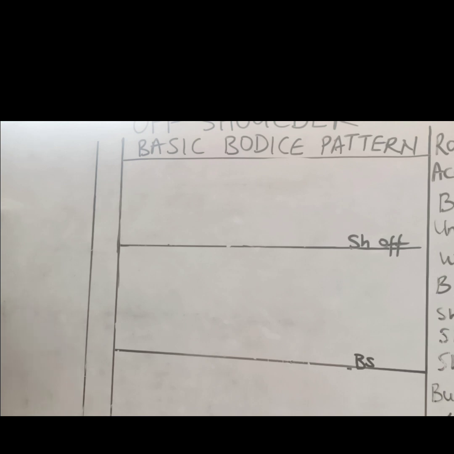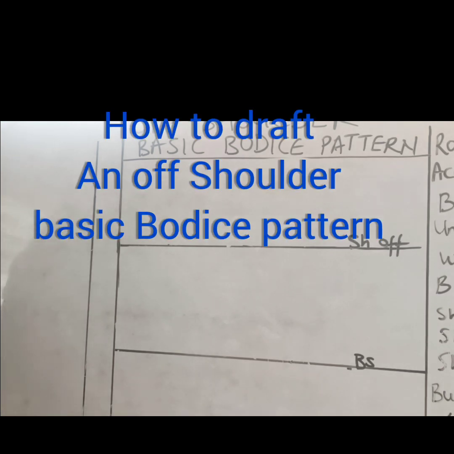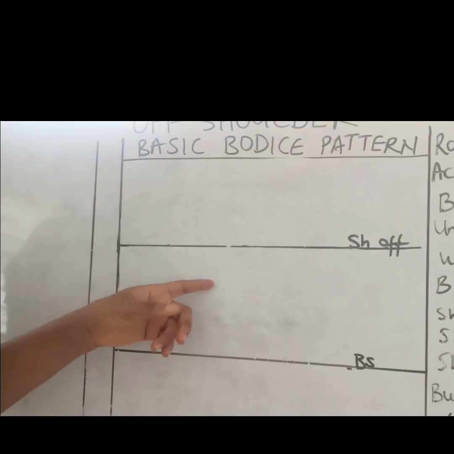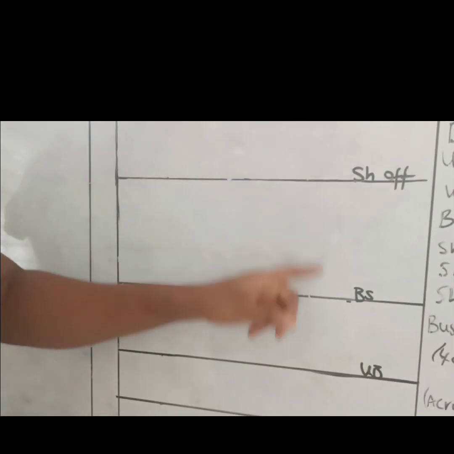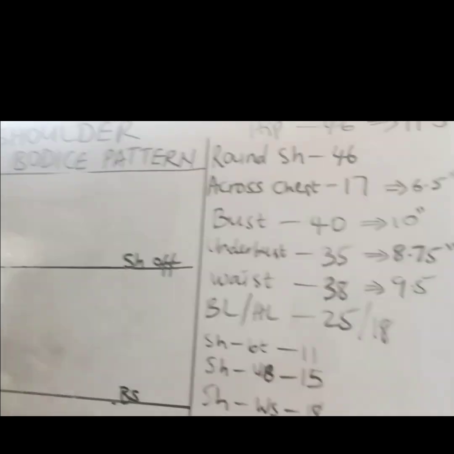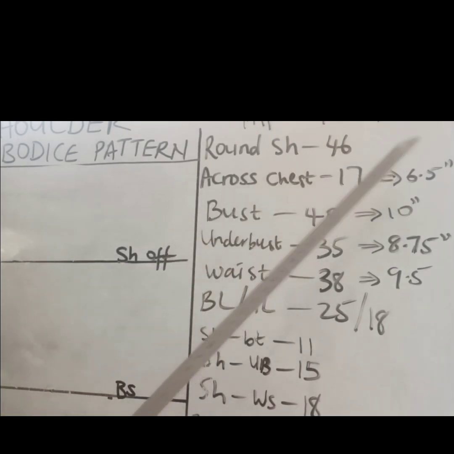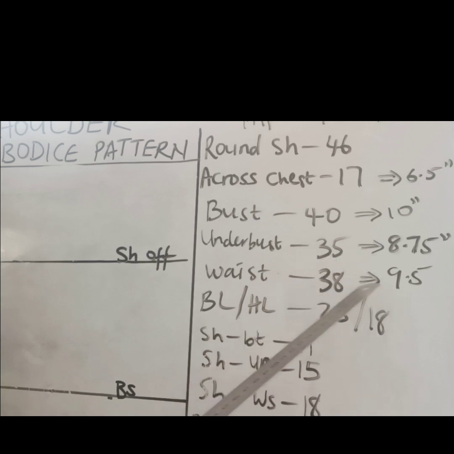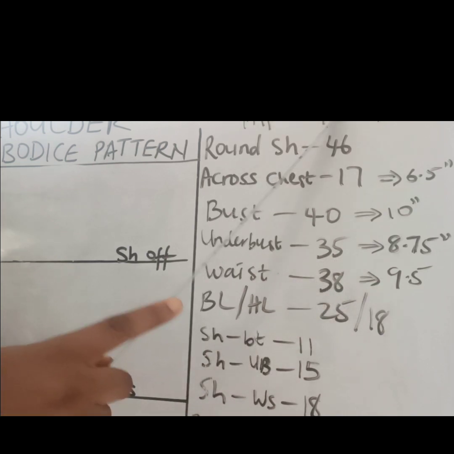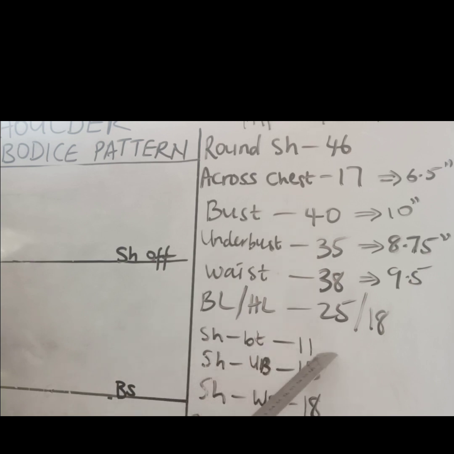Welcome back. So we are drafting an off-shoulder basic bodice pattern. I already have some lines ruled out here: the shoulder off, the bust line, the underbust, the waist, and then the hip. I'll be telling you how I got that. So let's look at the measurements that we are working with. We are working with a round shoulder of 46, across chest 17, bust 40, underbust 35, waist 38, hip 46, and then the shoulder to bust is 11, shoulder to underbust is 15, shoulder to waist is 18, and these are the lines that we have marked out here.